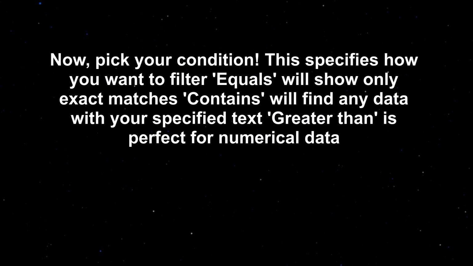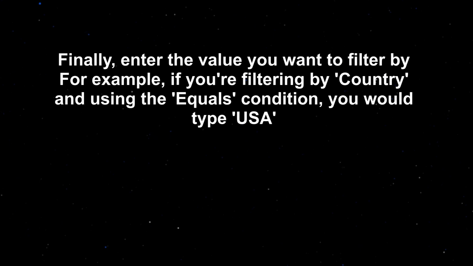Now, pick your condition. This specifies how you want to filter. Equals will show only exact matches. Contains will find any data with your specified text. Greater than is perfect for numerical data. Finally, enter the value you want to filter by. For example, if you're filtering by country and using the equals condition, you would type USA.